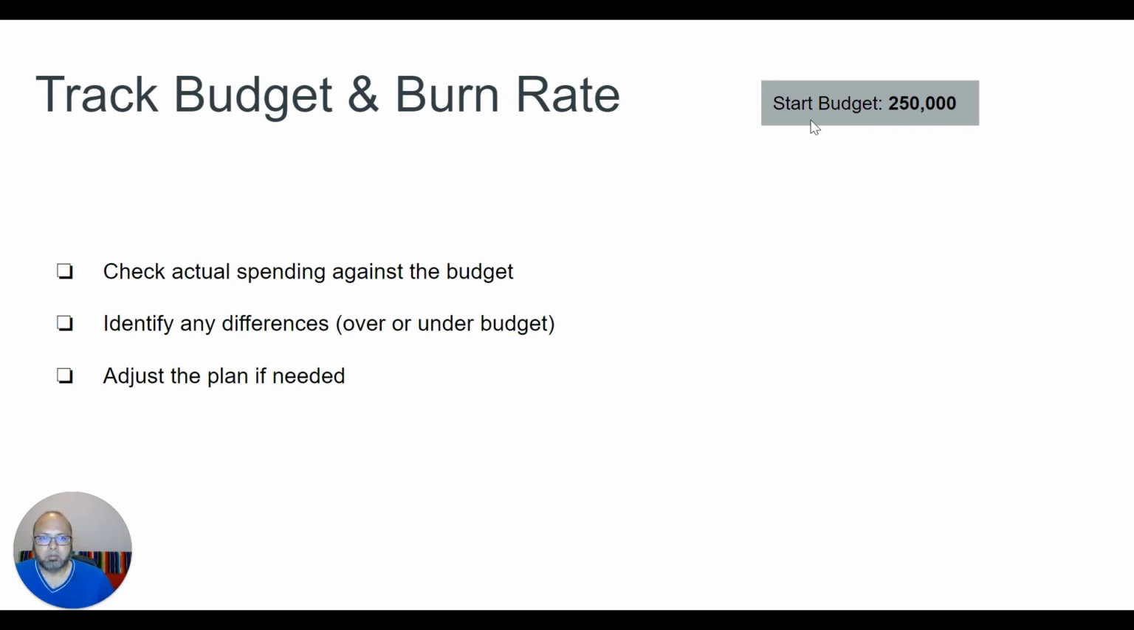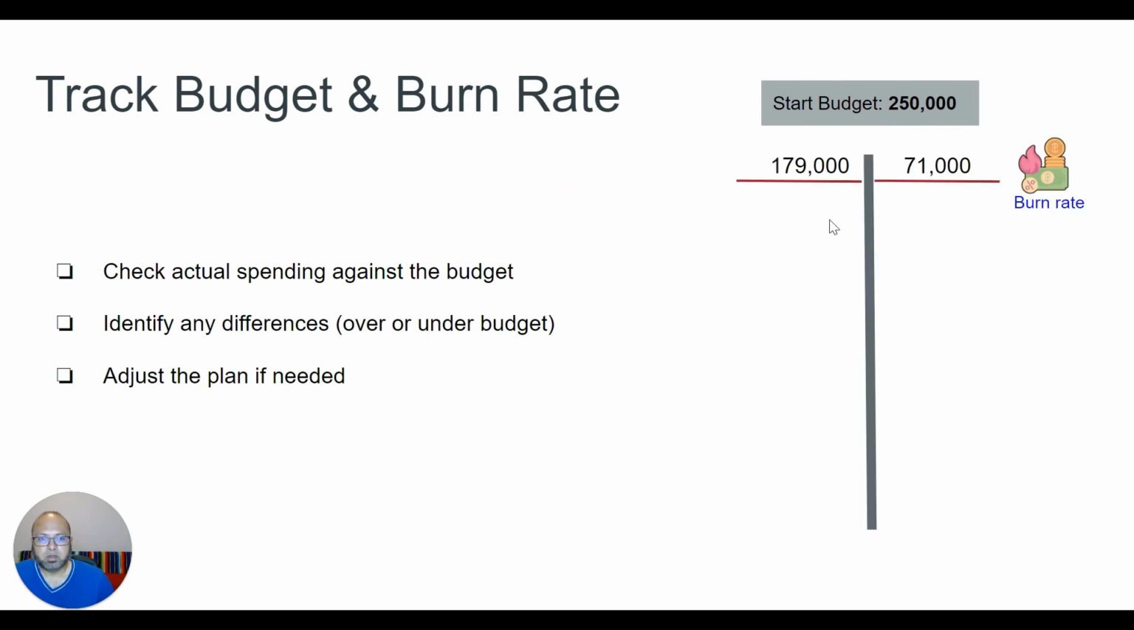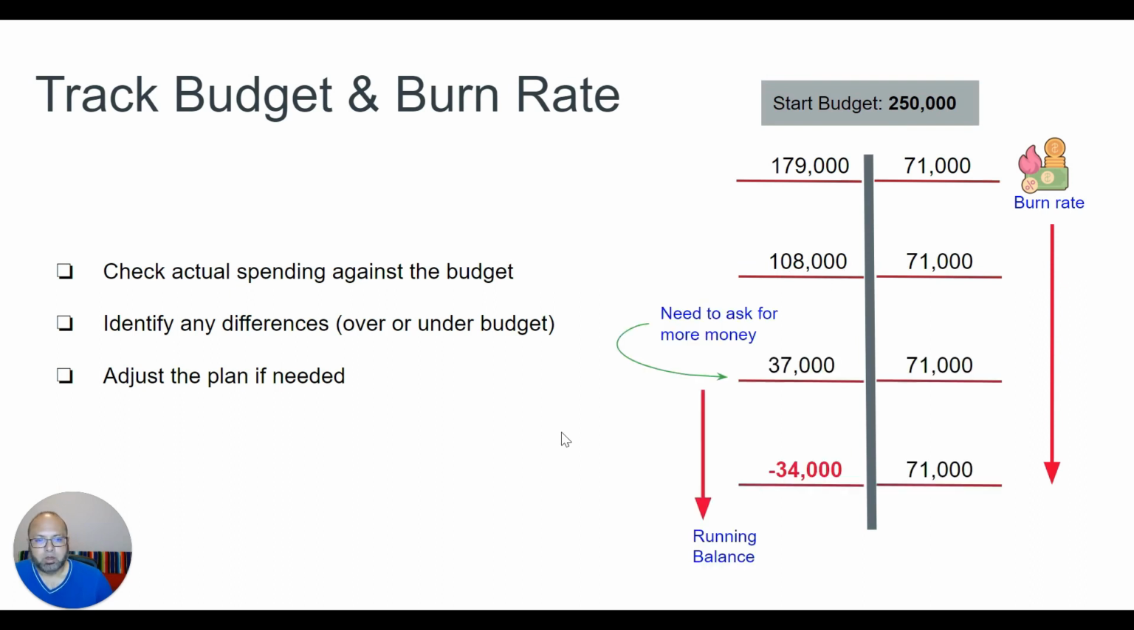So let's start. My budget was $250,000 at the beginning of the project. Then the first month, as you know, my burn rate was 71,000, so I have 179,000 left. Second month, by spending another 71,000, I'm down to 108,000. So in the second month, my overall amount would be 108,000 because another month has gone by and the 71,000 has been taken away from the amount.